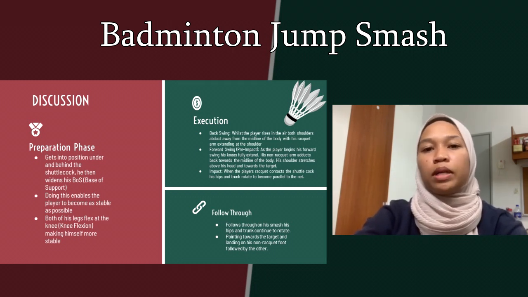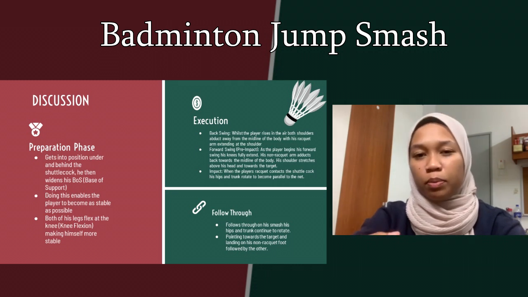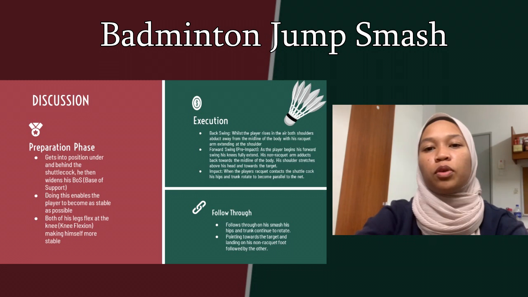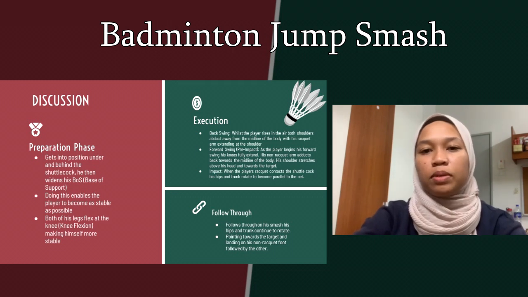Doing this enables the player to become as stable as possible, allowing him to shift his weight onto his back foot to perform the perfect jump. Both of his legs flex at the knee, knee flexion, making himself more stable since he is lowering his COG, center of gravity, as he drives up and forwards off his rear leg into the air.